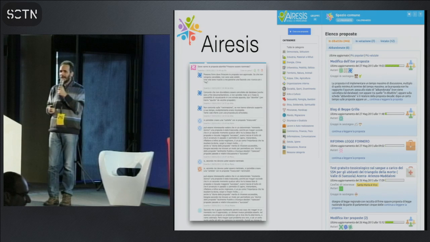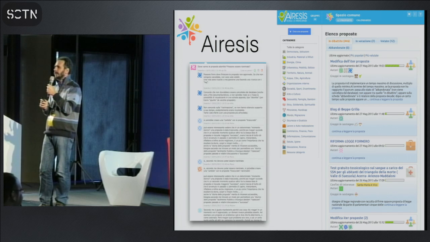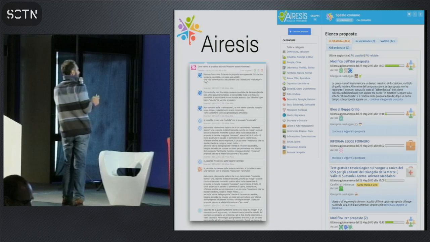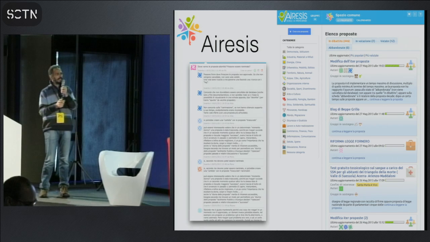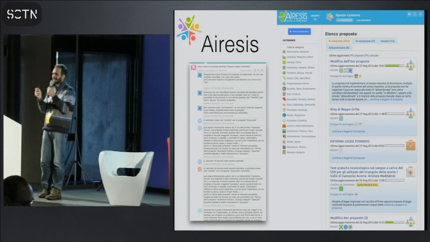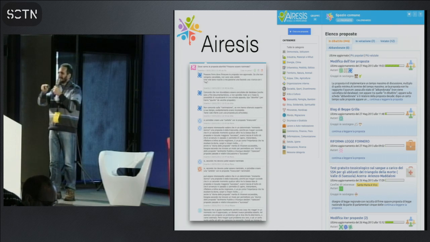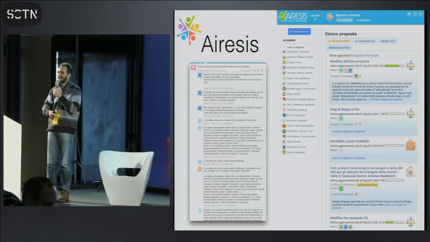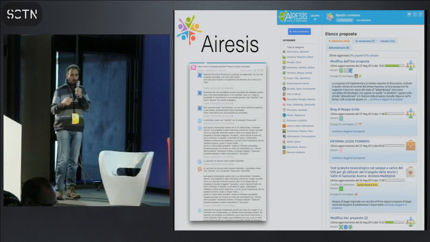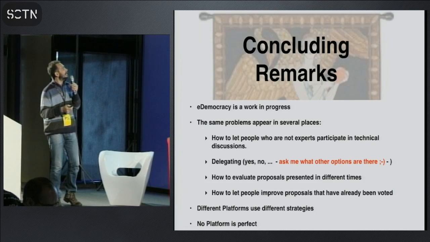Now, and this is Iresis. Iresis uses a similar system to Liquid Feedback, except that there is no delegation, and it has a very interesting system where they deal with anonymity. And the idea is when you're discussing something with other people, you might be biased by what you think about them. So the system gives you a temporary name, a temporary nickname, just for the sake of that particular discussion. And people vote on the basis of this, and it's going pretty well at the moment.